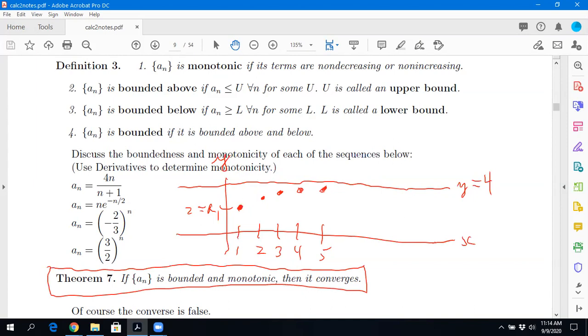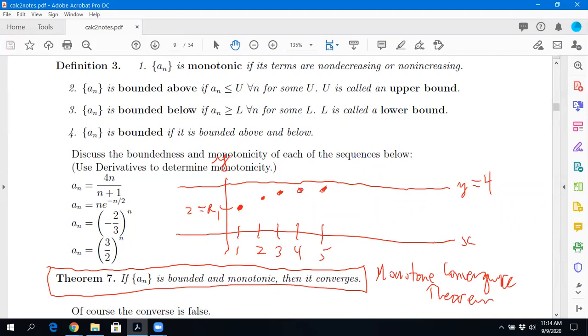This is known as the monotone convergence theorem. It says if you have a bounded sequence that is monotone, then the sequence converges. Yes? Okay? Doesn't that make sense? If it's trapped and it's only moving in one direction, it has to converge eventually, yes?